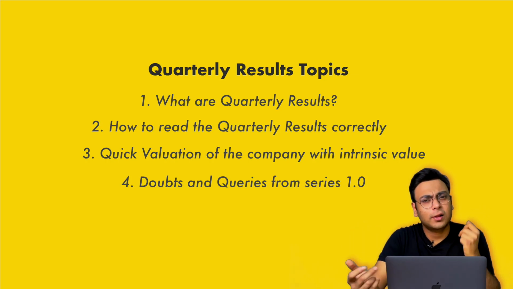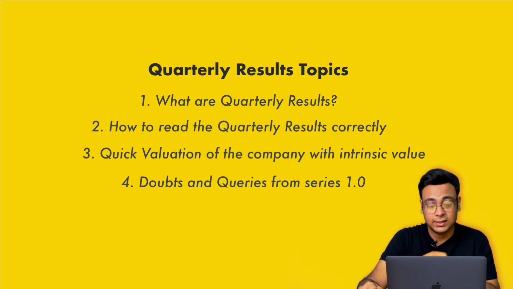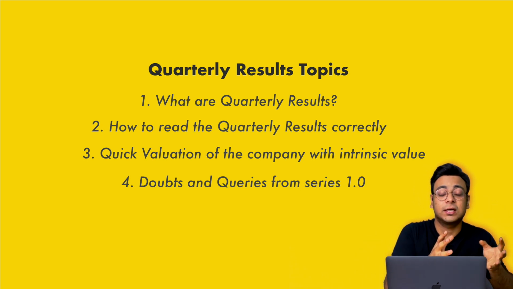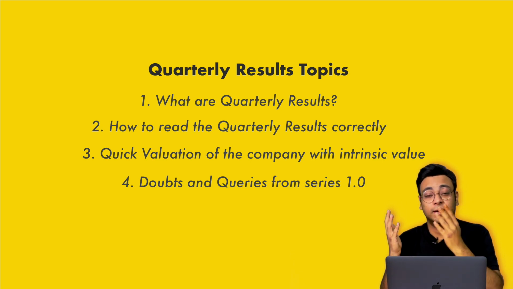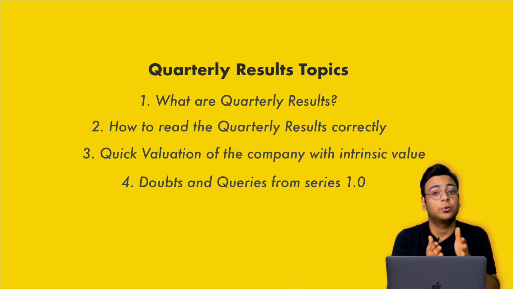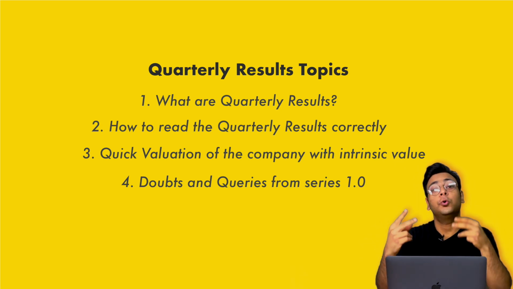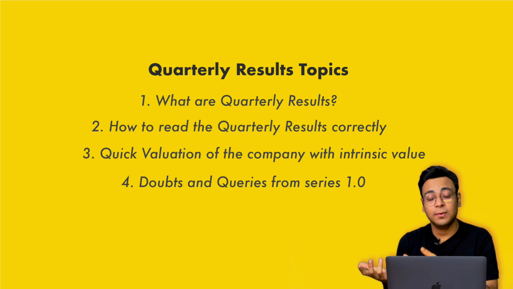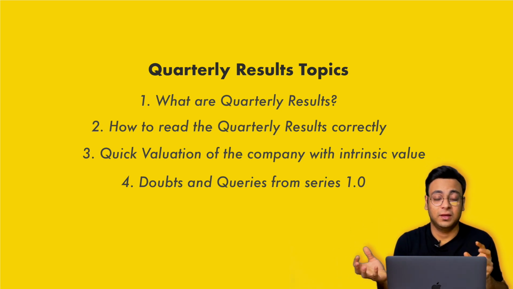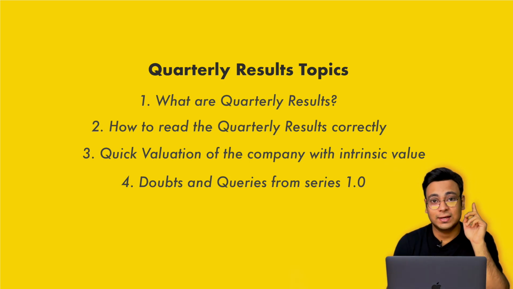Let's get started. So what are the things that we'll cover in today's video? The first one is what are quarterly results. The second one is how to read the quarterly results correctly, whether the quarterly statement is seasonal or is on a regular basis. This is a tough thing that most of us do not know, so we'll find out how to read them correctly. Third, a quick valuation of a company with intrinsic value. I'll show you two different ways of calculating the same intrinsic value, one easy way and another a bit more correct and immersive way, so you learn both things today. And finally, doubts and queries we had from series 1.0.